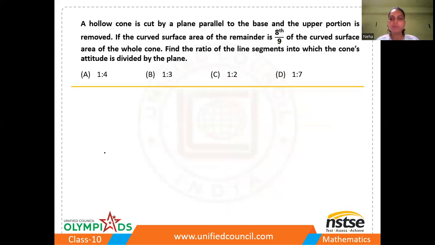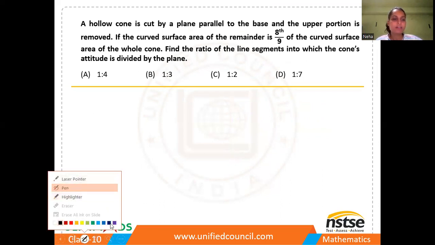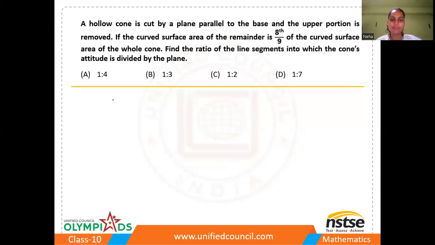Alright, now let's move to the next question. So my dear students, here is the next question. In the next question, first I need a hollow cone. First I have to draw a cone, then only I can solve this question. So no problem, this is the cone. A cone is very simple to construct. So yes, this is my required cone.